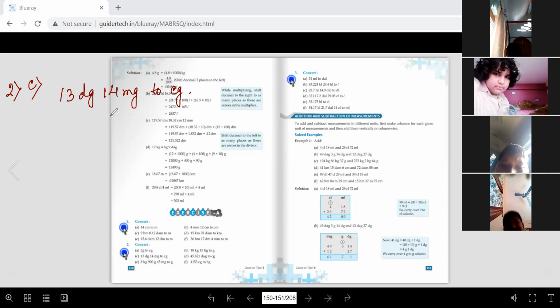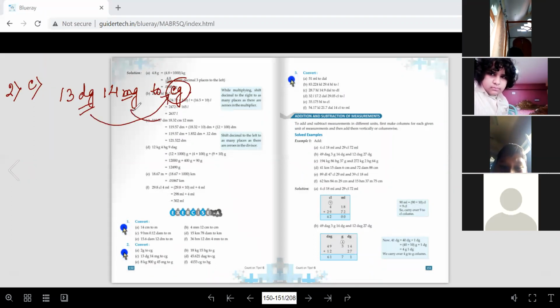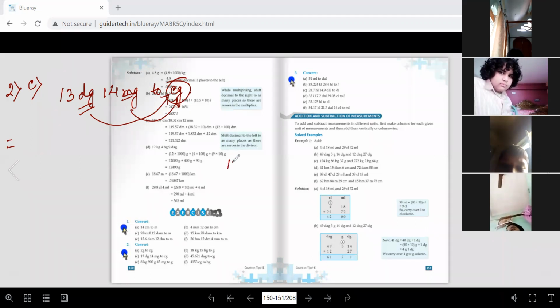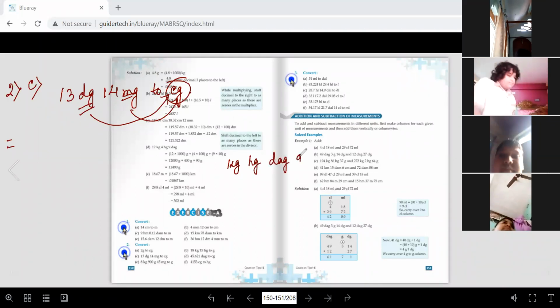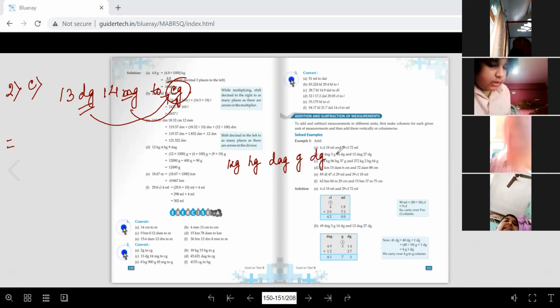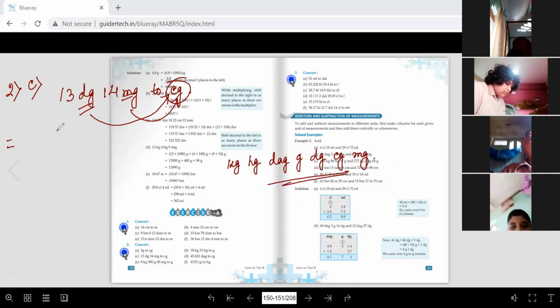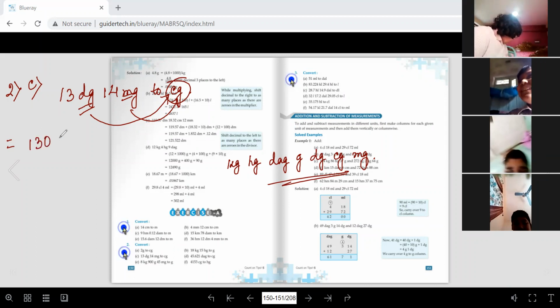13 decigram and 14 milligram to centigram. Decigram and milligram both are different, not centigram. So we have to convert both of them individually. 13 decigram to centigram, what will we say? Into 10. That means it will be 130 centigram. And 14 milligram, divided by 10.